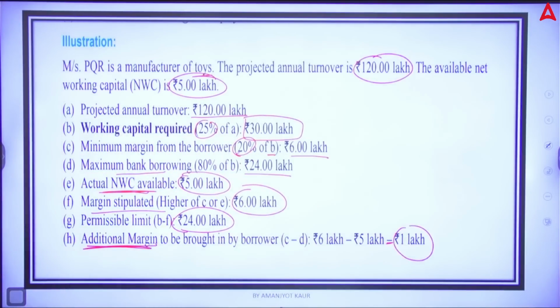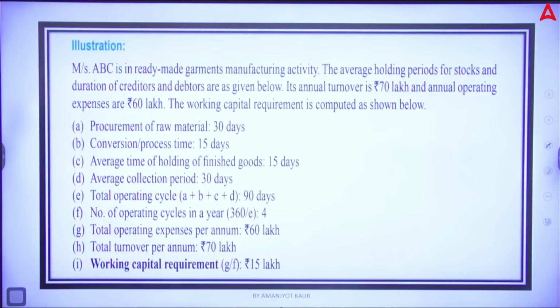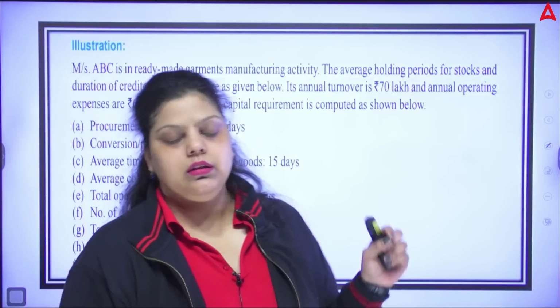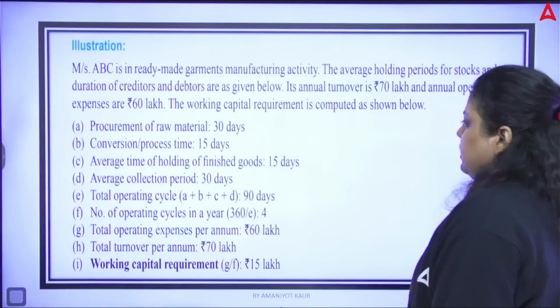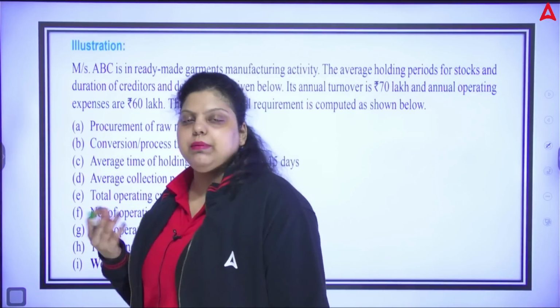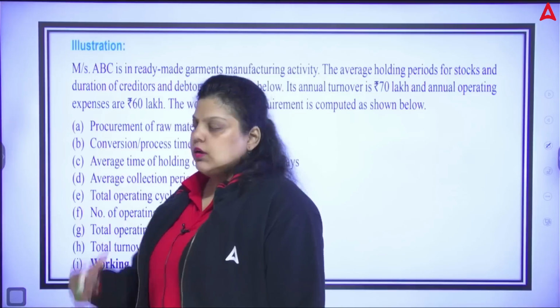Okay, so this is another method to calculate your working capital, bank finance and borrower's contribution. But until and unless they give you the specific name of the method, use the turnover method. Simply, 20% of turnover is bank finance and 5% is your borrower's contribution.